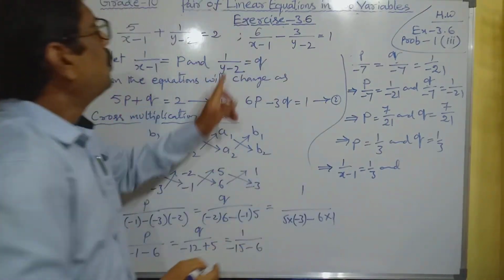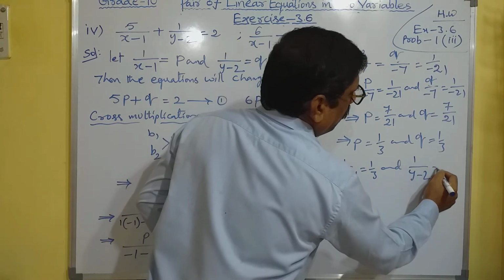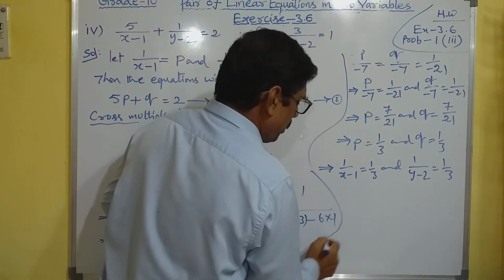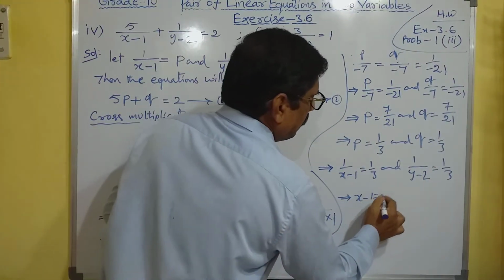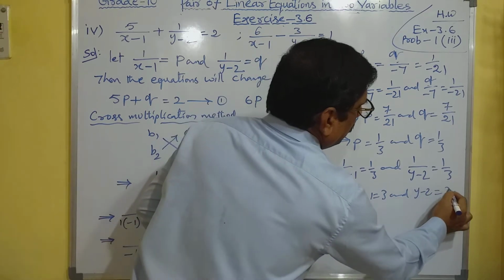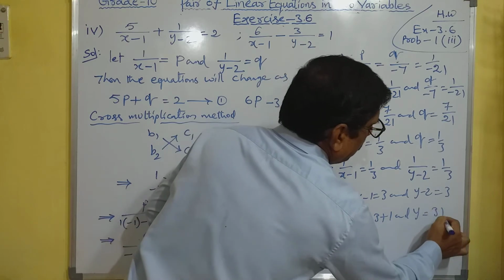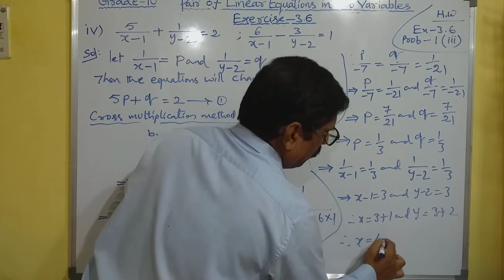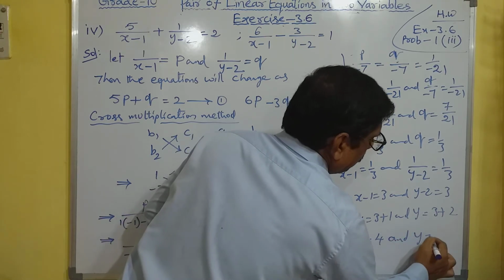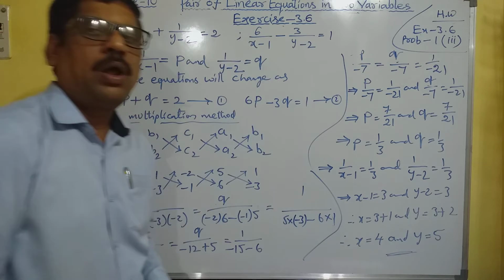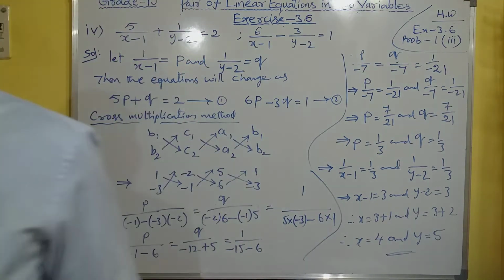And what is Q? Q is 1 by y minus 2. Now replace Q by 1 by y minus 2. Now take the reciprocals on both sides. Then we get x minus 1 is equal to 3 and y minus 2 is equal to 3. Therefore x is equal to 3 plus 1 and y is equal to 3 plus 2. Therefore x is equal to 4 and y is equal to 5. x is equal to 4 and y is equal to 5 is the solution for the given pair of linear equations.